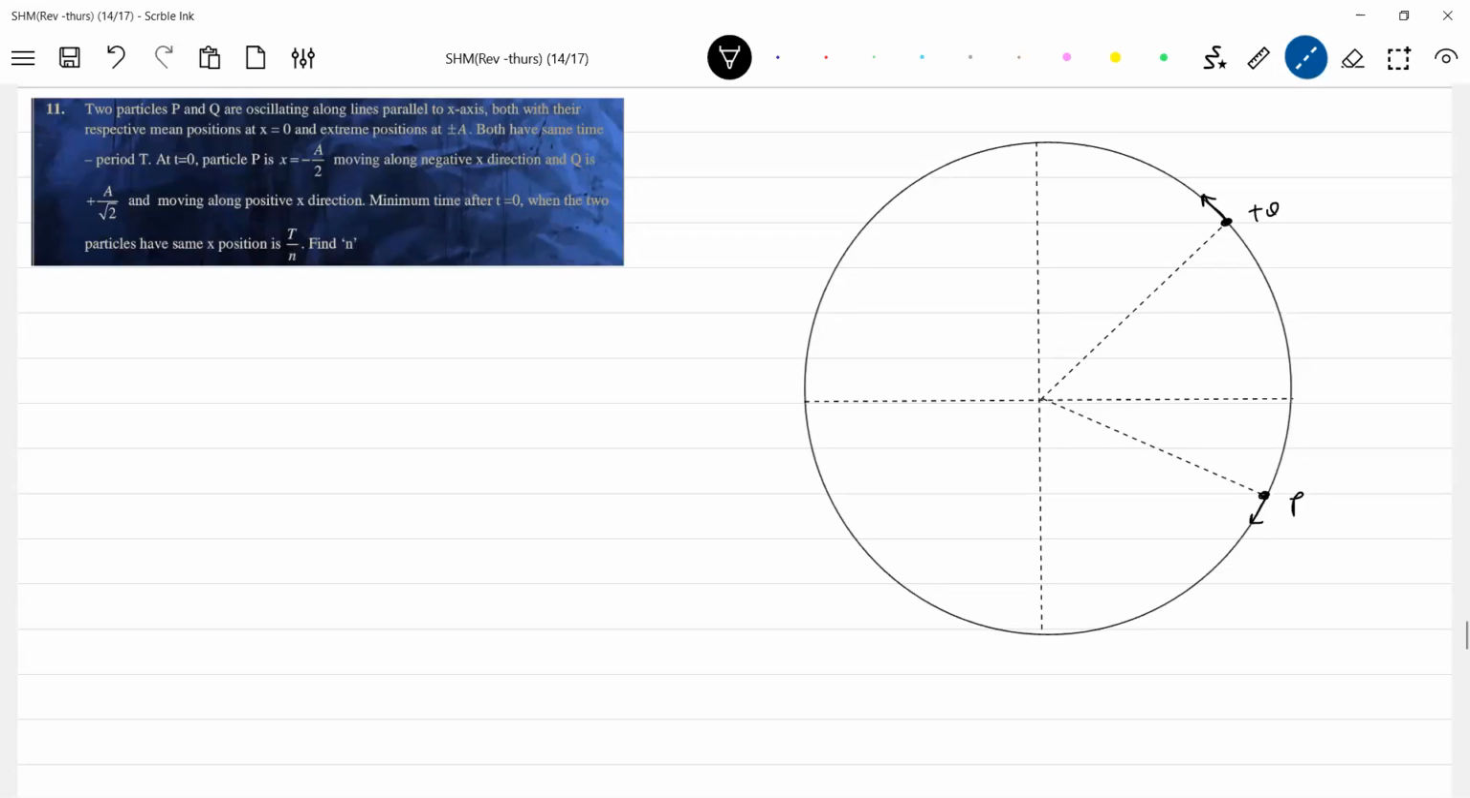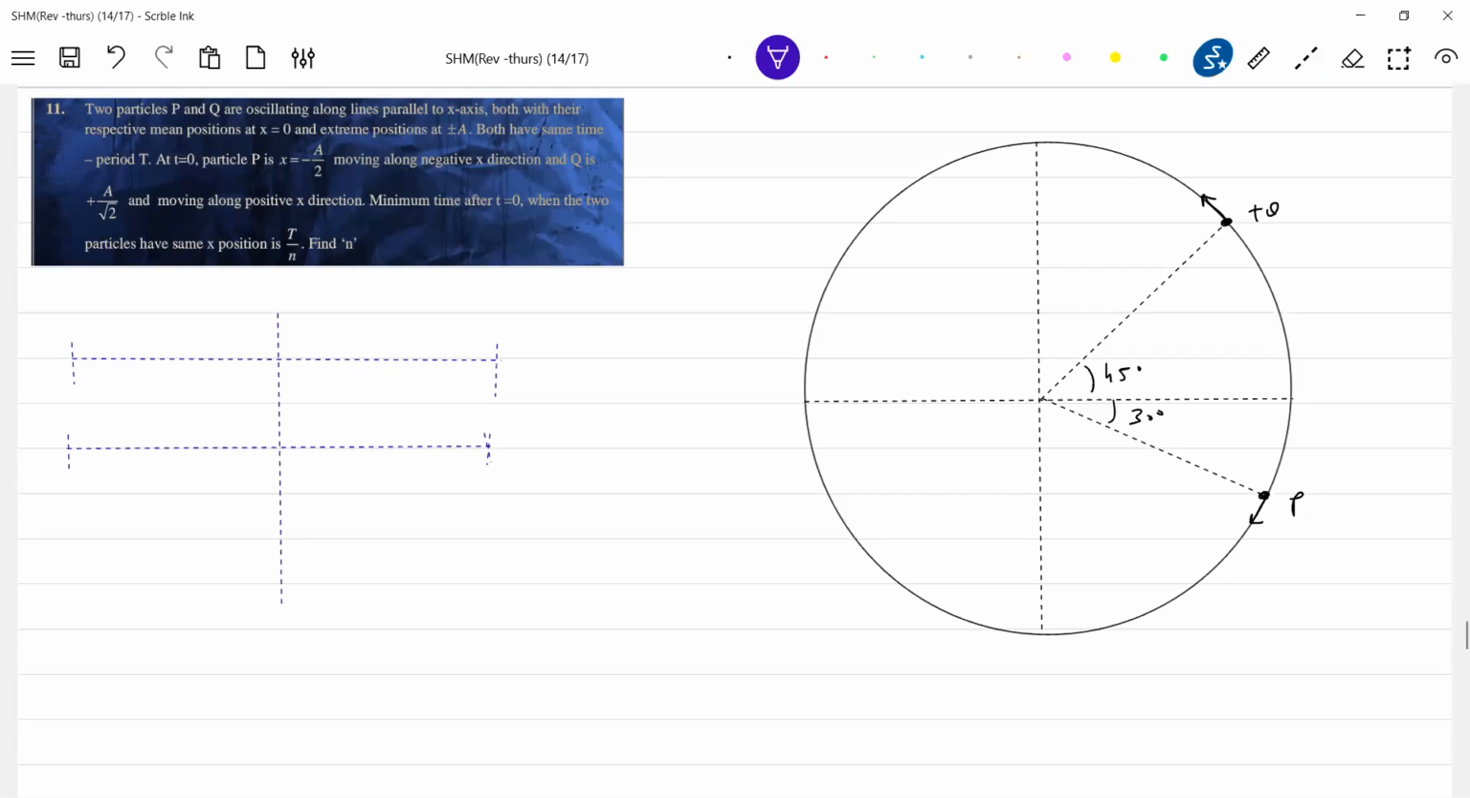They are going to meet. So let's get these angles. This should be 45, this should be 30. Am I right? What is actually going on? Are they moving in a circle? No, they're not moving in a circle. They are in fact like this. This is a common mean position.